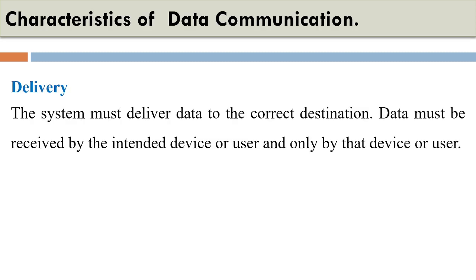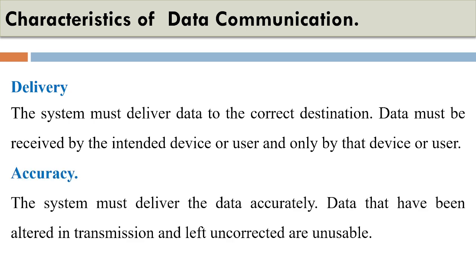Now let us have a look at the characteristics of a data communication system. The characteristics, basically, first of all, it's the delivery. The system must be capable of delivering the data to the correct destination. This is a very important thing. So if I am sending a piece of information to a particular destination, say X, then the data should not go to Y destination. It should actually go to the X destination. So the correct delivery is very important. Then the data must be received by the intended device, or the user that we were discussing.